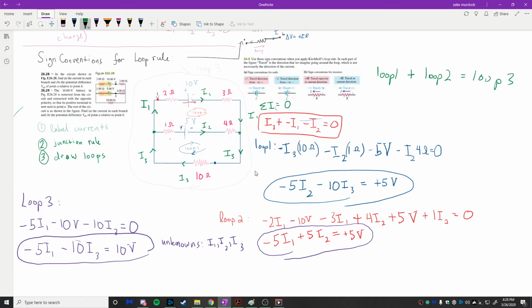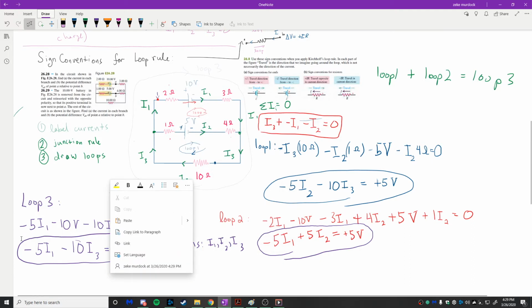Take one plus two. Notice that this and this are opposite, right? And then 5 plus 5 is 10. Negative 10 i3. I should really be doing this with the mouse. Negative 10 i3. Negative 5 i1. And then 5 plus 5 is 10. So basically, this third equation is not new information.